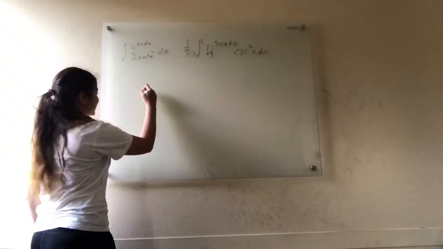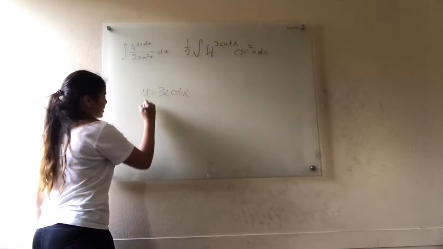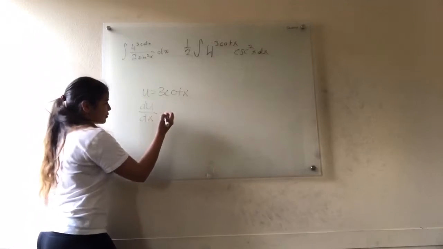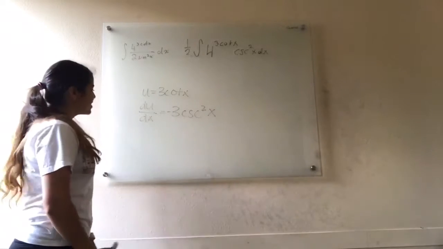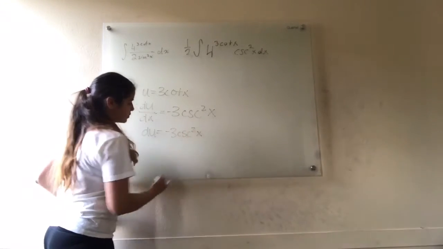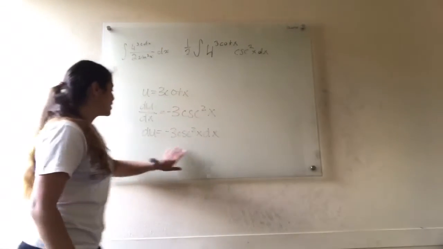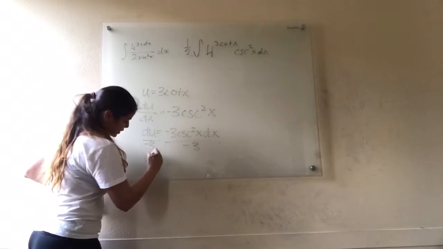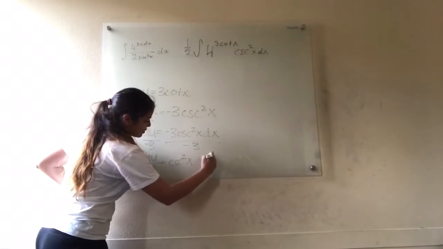Okay, so in our next step, we set u equal to the exponent, and we find the derivative of u, which equals -3 cosecant squared x. And then we isolate du. Since we don't have cosecant squared x by itself, we divide by -3. So we get du over -3 equals cosecant squared x dx.